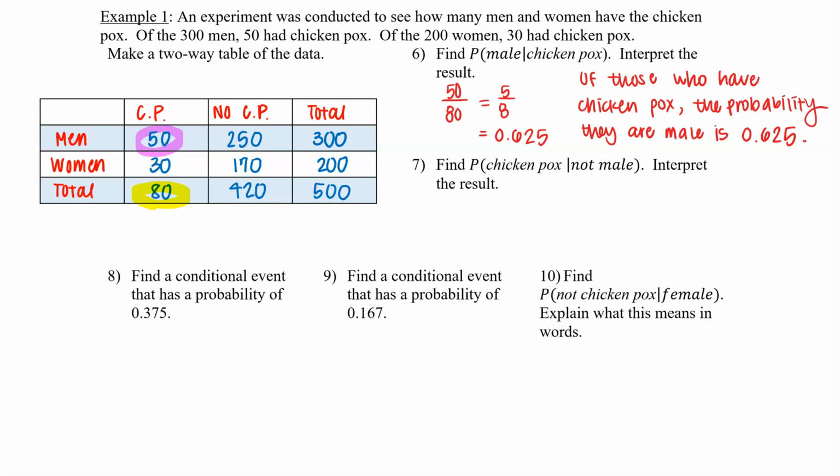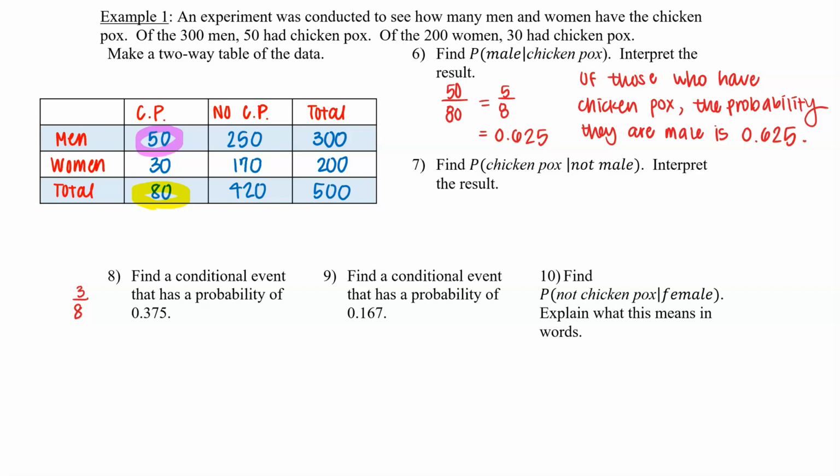In number 8, find a conditional event that has a probability of 0.375. 0.375 is equivalent to 3/8. This example requires a little more critical thinking. We're trying to come up with a probability of 3/8 for a conditional event.